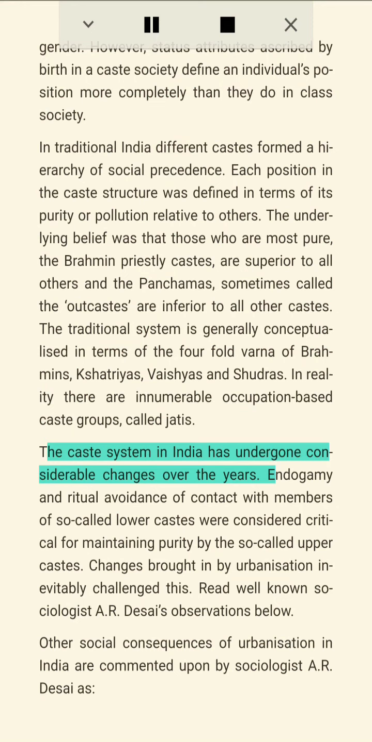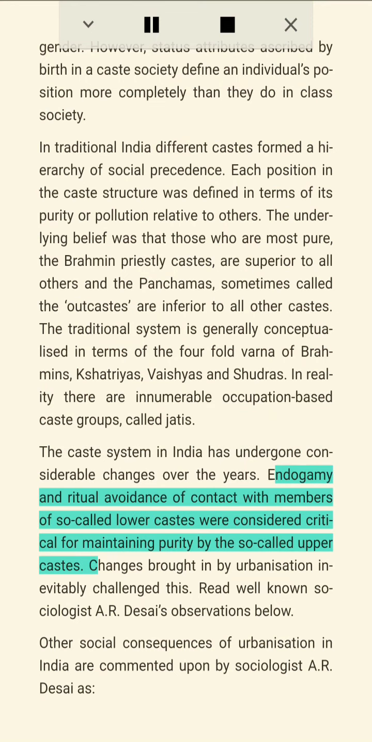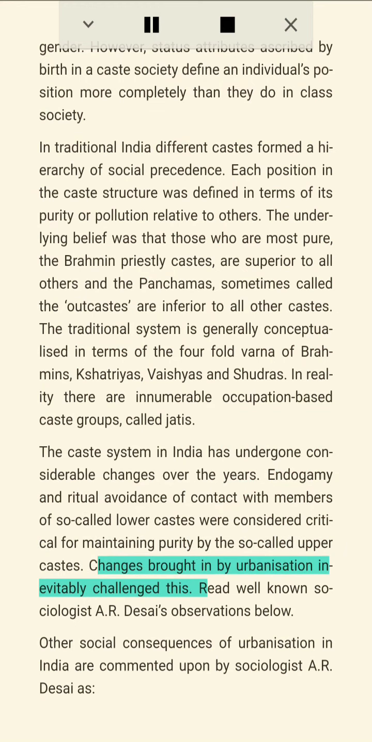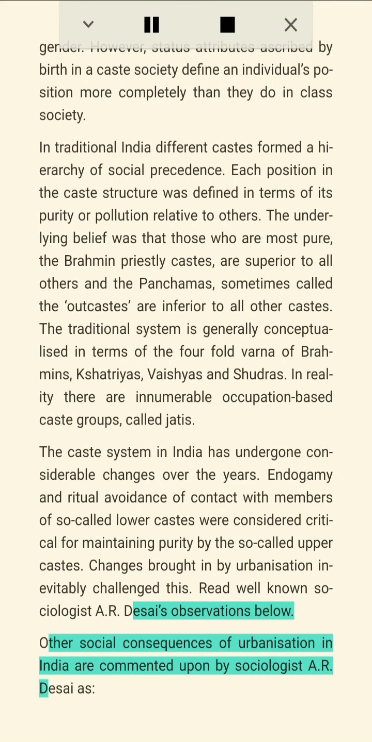The caste system in India has undergone considerable changes over the years. Endogamy and ritual avoidance of contact with members of so-called lower castes were considered critical for maintaining purity by the so-called upper castes. Changes brought in by urbanization inevitably challenge this. Read well-known sociologist A.R. Desai's observations below.